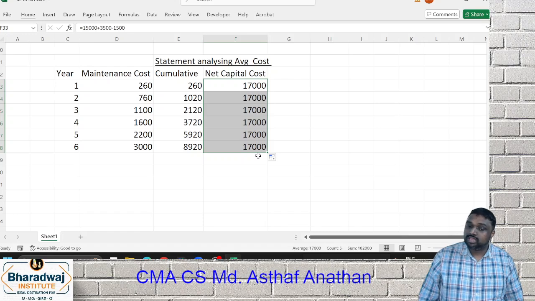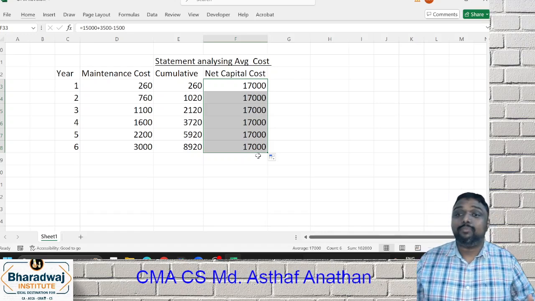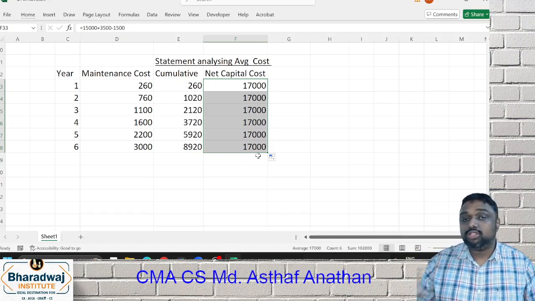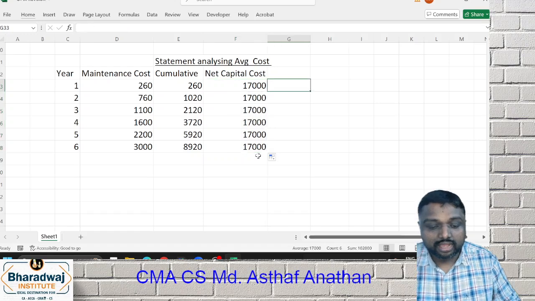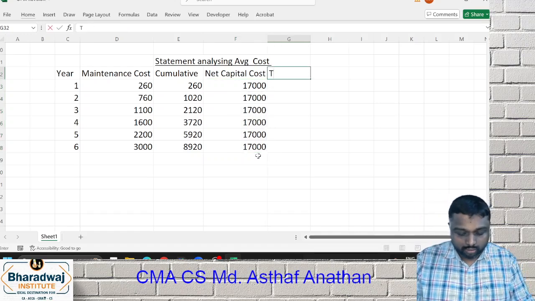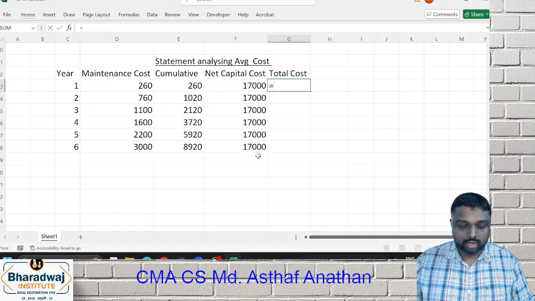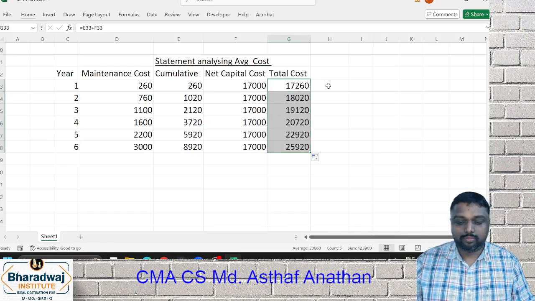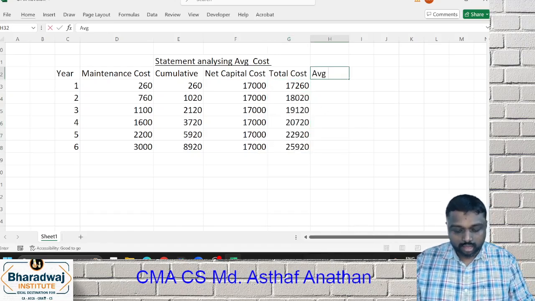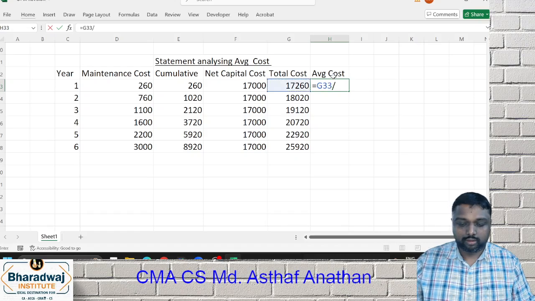See, in this question alone, net capital cost will be the same in all the cases. What is the reason? Because the scrap value is the same every year. We don't have a separate table for each year like our previous question. Now you can go for total cost, your cumulative plus the average. Now you can go to your final point called average cost, your total cost divided by the number of years. We'll check whether you want to go further or not.